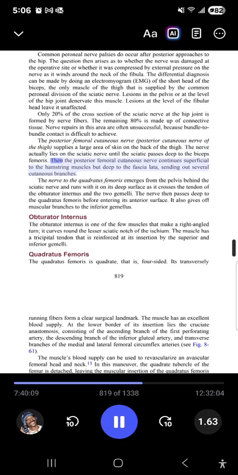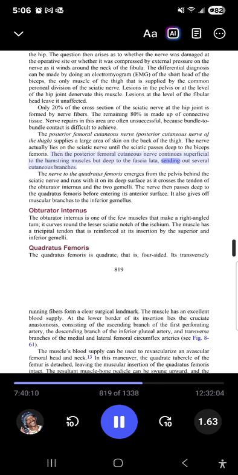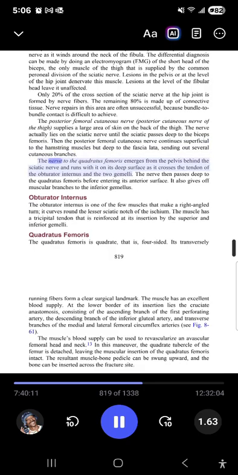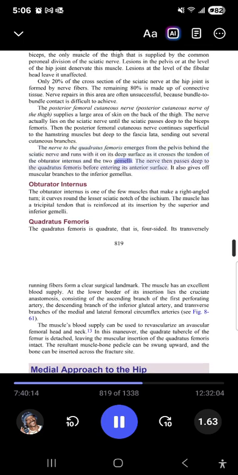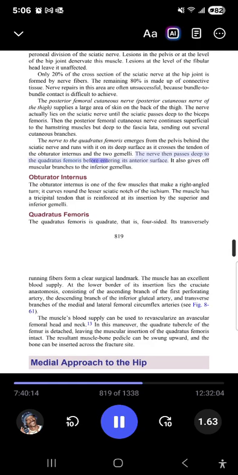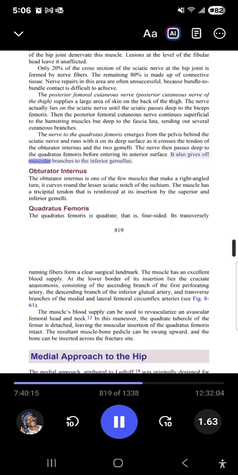Then the posterior femorocutaneous nerve continues superficial to the hamstring muscles but deep to the fascia lata, sending out several cutaneous branches. The nerve to the quadratus femoris emerges from the pelvis behind the sciatic nerve and runs with it on its deep surface as it crosses the tendon of the obturator internus and the two gemelli. The nerve then passes deep to the quadratus femoris before entering its anterior surface. It also gives off muscular branches to the inferior gemellus.